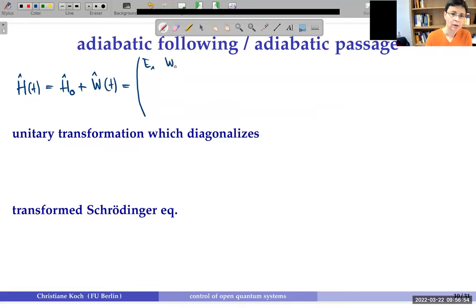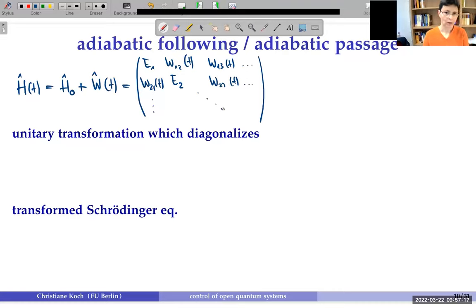And then we have possibly a transition between 1 and 2, 1 and 3, and so on. Okay, now the idea is that we can diagonalize for each instant of time, so for each t, we can diagonalize this Hamiltonian. So there exists a unitary transformation that diagonalizes this H of t.